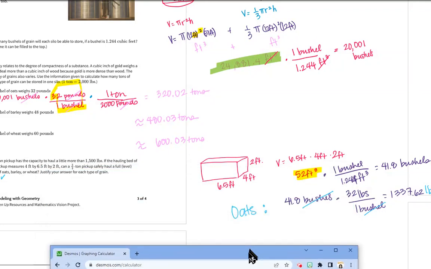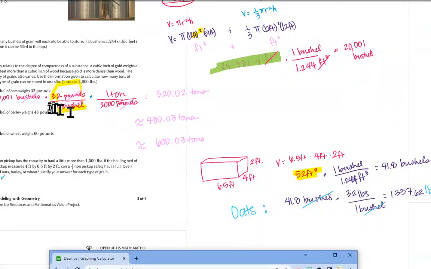So hopefully this makes sense. Hopefully you're seeing this unit. It's called dimensional analysis. It reminds me a lot of stoichiometry. It also reminds me a lot of just multiplying and canceling out things that you know can cancel out.